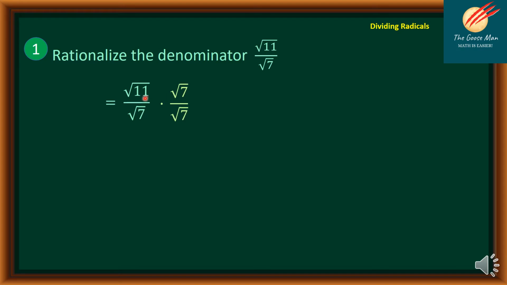Then we can simplify by multiplying 11 by 7. So we come up with square root of 77. Then in the denominator we have square root of 7 times square root of 7, so we have square root of 49. Notice that the square root of 49 is a rational number, so this is equal to 7.